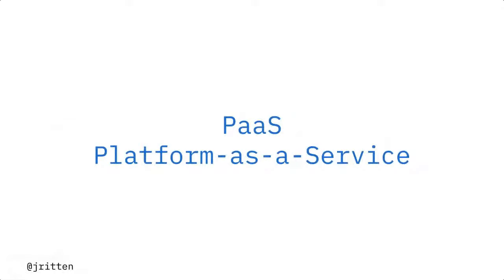So the next deployment model we're going to look at is platform as a service. Platform as a service, or PaaS, is a cloud computing model that provides customers a complete platform. That includes the hardware, the software, and the infrastructure for developing, running, and managing applications without the cost, complexity, or inflexibility of building and maintaining that platform on premises.